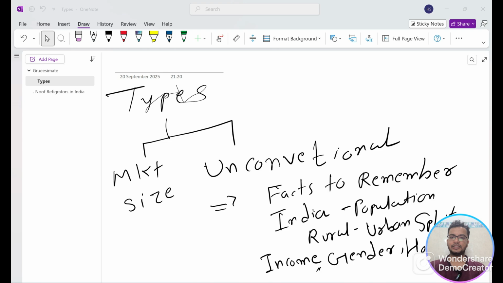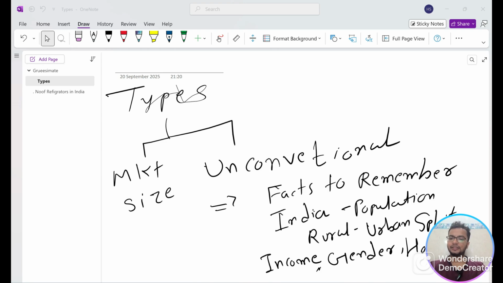So as you can see on the screen, there are two types of guesstimate. I will directly jump to the guesstimate approach, so it will be easier for you to understand what the types are and how to crack the guesstimate. Actually, guesstimate is easy to solve compared to case. So let's jump into the guesstimate. First, let's start with the types. There are two types of guesstimate.